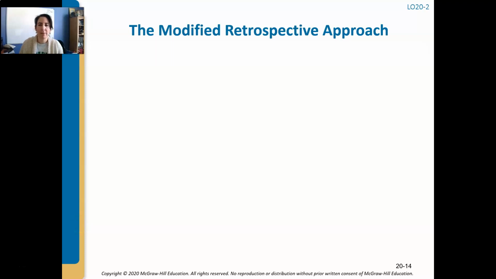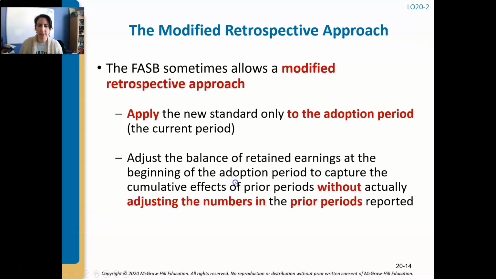Part 2. Modified retrospective. Why would you do this? Why is this even in place? The idea being you're going to make the change in the current period, whatever it might be, without going back and adjusting the prior periods. You would just adjust retained earnings for the effect of the prior periods, but you wouldn't actually restate the prior periods. So 2019 would stay exactly the same, 2020 would stay exactly the same, and 2021 would then have the change and the adjustment to retained earnings in it.